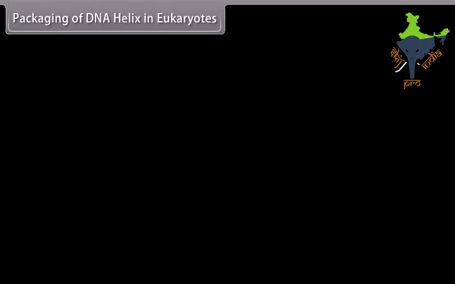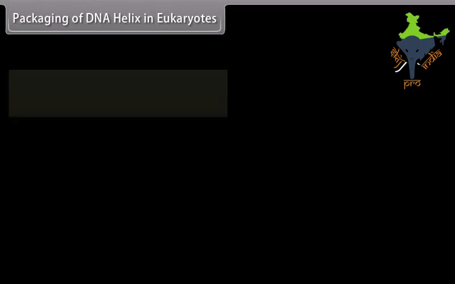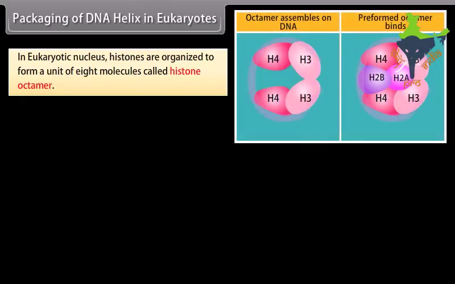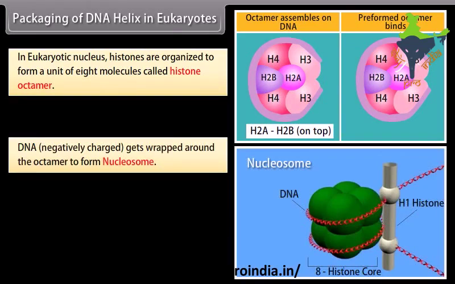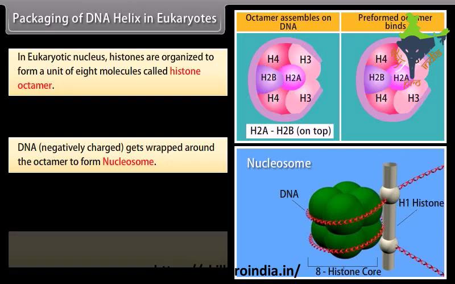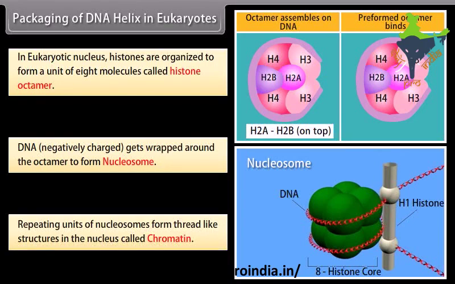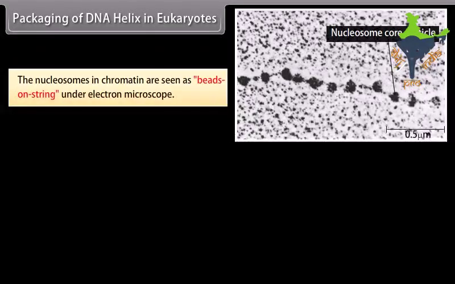Packaging of DNA helix in eukaryotes. In the eukaryotic nucleus, histones are organized to form a unit of 8 molecules called histone octamer. Negatively charged DNA gets wrapped around the octamer to form nucleosome. Repeating units of nucleosomes form thread-like structures in the nucleus called chromatin. The nucleosomes in chromatin are seen as beads on string under electron microscope.